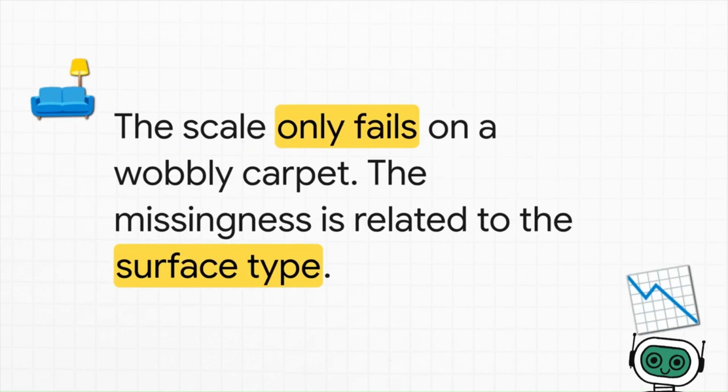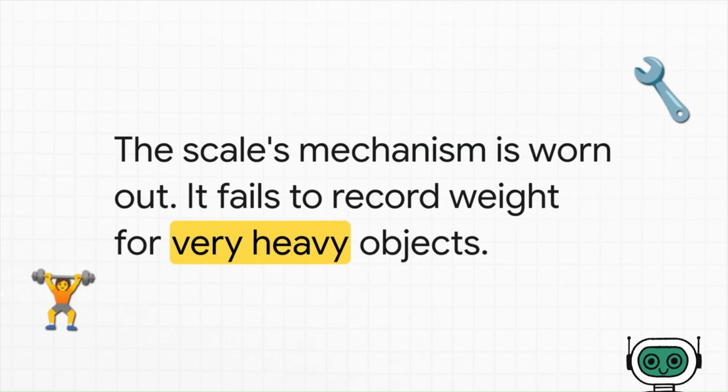Okay, scenario 2. Now, the scale only seems to make errors when you put it on a soft, wobbly carpet. On a hard, stable floor, it works perfectly. So the failure is predictable if you know what kind of surface it's on. And for our third scenario, let's say the scale's internal spring is worn out. It starts failing to record a weight, but only for really heavy objects. The failure is directly related to the weight itself, the very thing you're trying to measure.